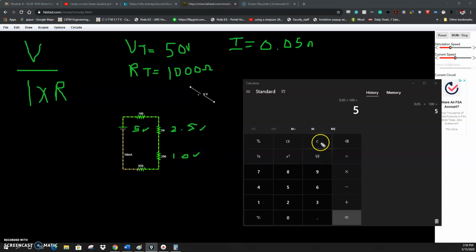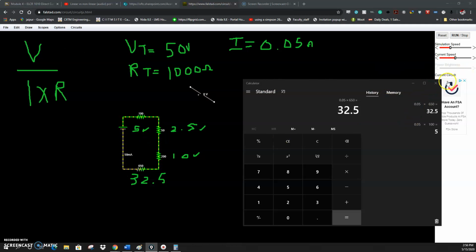And got to do the math on this last one. I'll let you check that math if you want, but it's 0.05 times 650, and that is 32.5 volts. Well, 32.5 plus 10 is 42.5. That's 45, and that's 50. So our math seems to check out.